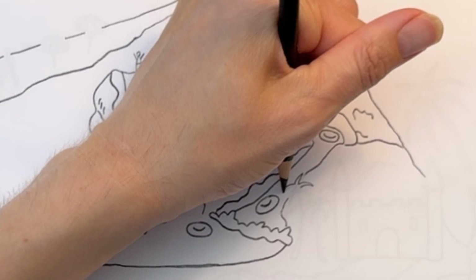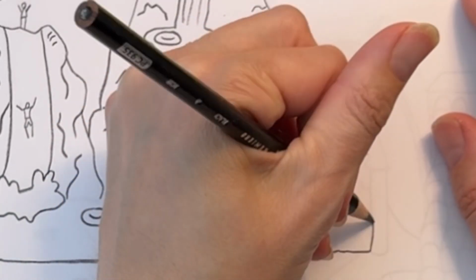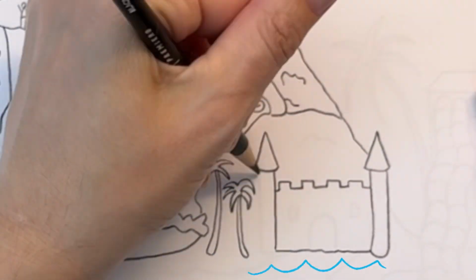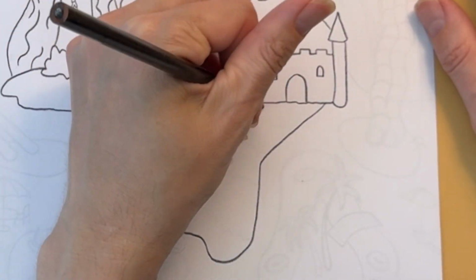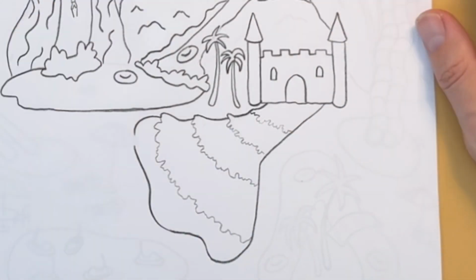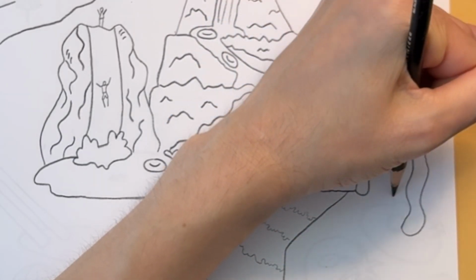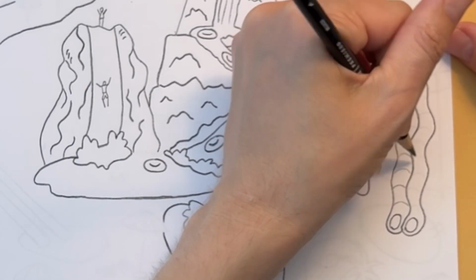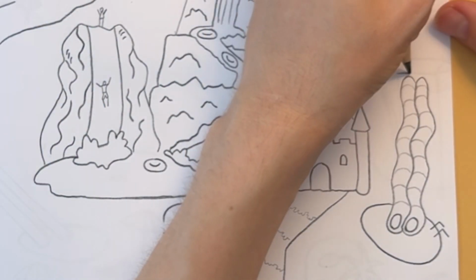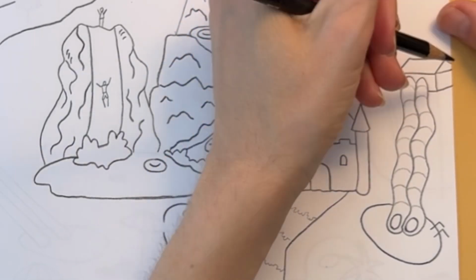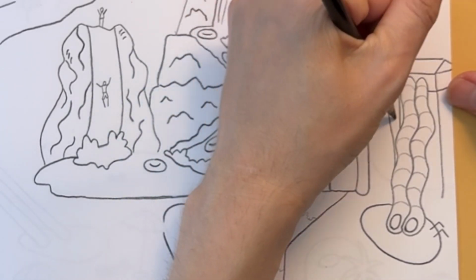Next, I'll add a couple palm trees at the base of the mountain. I'm drawing a castle that's going to connect to the giant wave pool. And here's the wave pool. Next to the castle, I'm adding two tall, wobbly water slides. There will be a little pool at the bottom and a tower with a covered shelter at the top, and a large palm tree peeking out from behind.